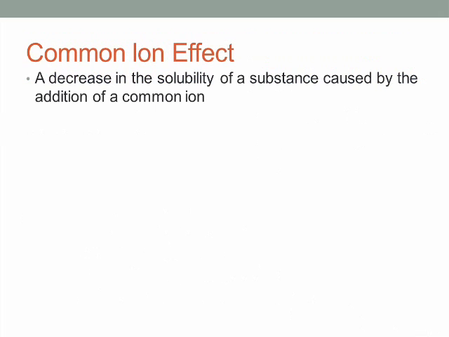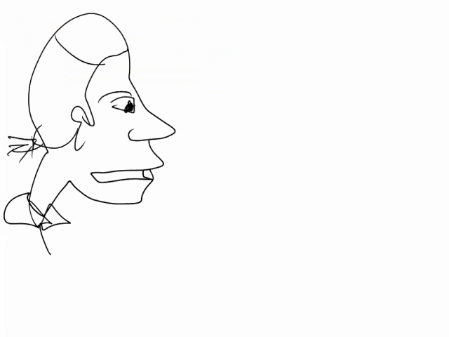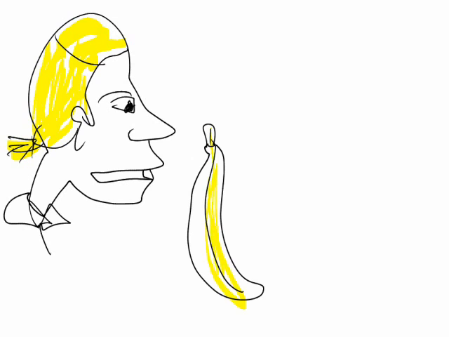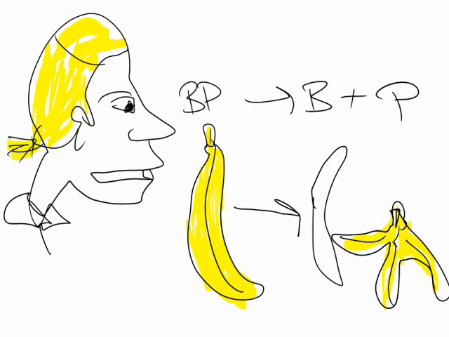What happens if you add an ion that is similar to one of the ions already there? You get the common ion effect. So we have this lad here, and he just loves eating bananas for breakfast. He will eat a lot of bananas. Now a full banana will break down into a banana and peel. So that's basically soluble. It breaks down into banana and peel. So he will break it down into the banana and peel.